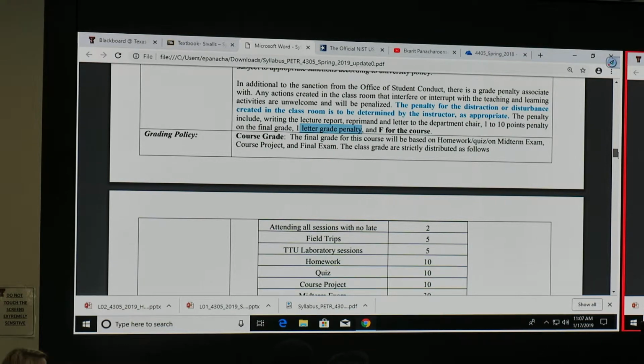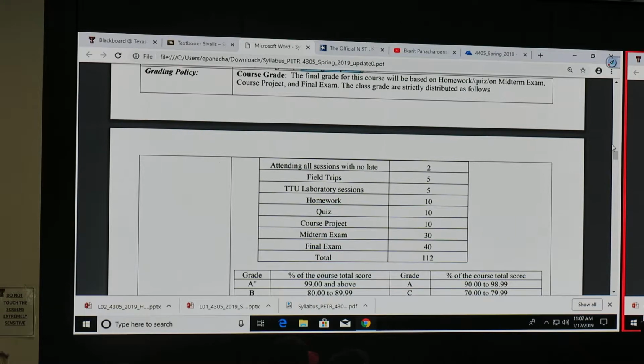Grading policy. It may seem like a lot. Let's talk about history. Last year, how many people do you think got a C?